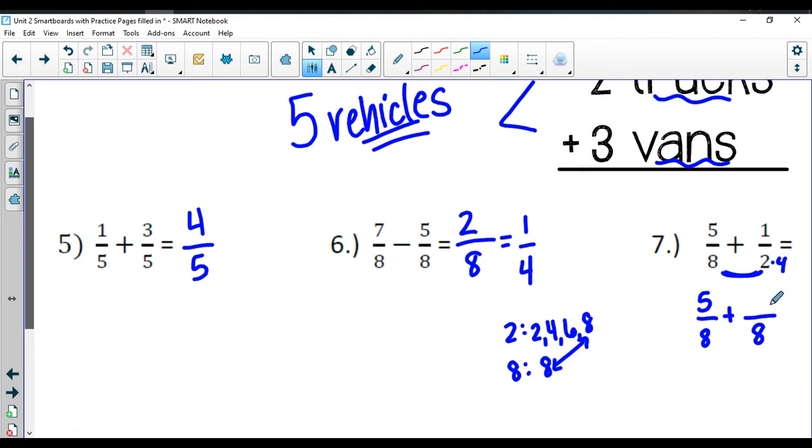Remember in our intro lesson, we said whatever you do to the denominator, you do to the numerator, and vice versa. So 1 times 4 is 4 on the top. Your denominators are the same, so you have 8 vehicles now. 5 plus 4 is 9. And like we said before, we are going to start trying to keep our answers as improper fractions unless it's a real-world example, so we're going to leave this as 9/8.